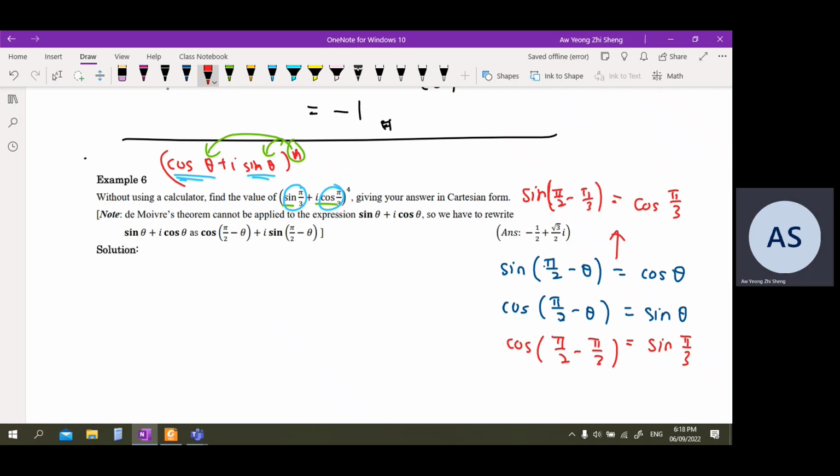Okay. Now let's do that. First I copy the question: (sin pi/3 + i cos pi/3) to the power 4.